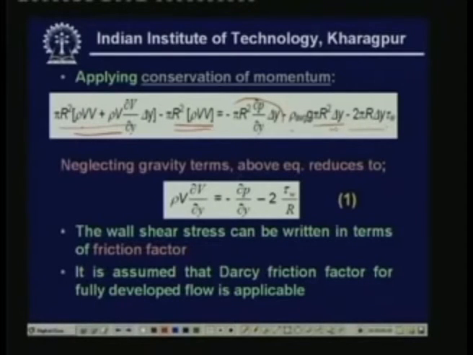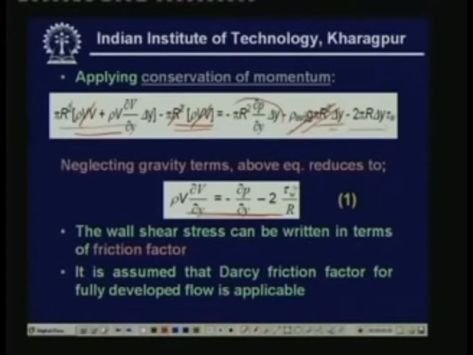Now, if you neglect the gravity term, because this term is normally very small compared to the other terms, so you can neglect it. And when you manipulate this equation, you find that the pi r square term gets cancelled, and this term gets cancelled here with this term. So finally you get this equation. This is the equation for the conservation of momentum for the control volume.